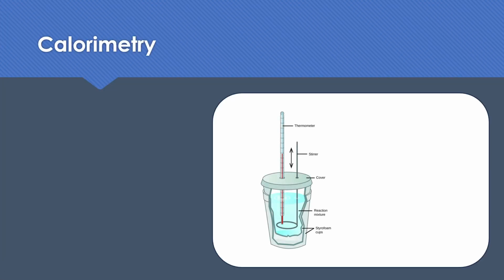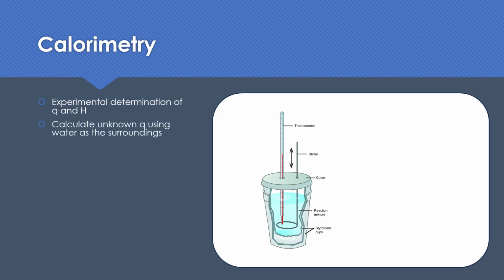Let's talk about calorimetry. Calorimetry is basically the experimental determination of Q and H. So we can determine our heat content. We can also determine our enthalpy. The way it works is you calculate an unknown Q by making water the surroundings or the solution, but it's functionally the same thing.